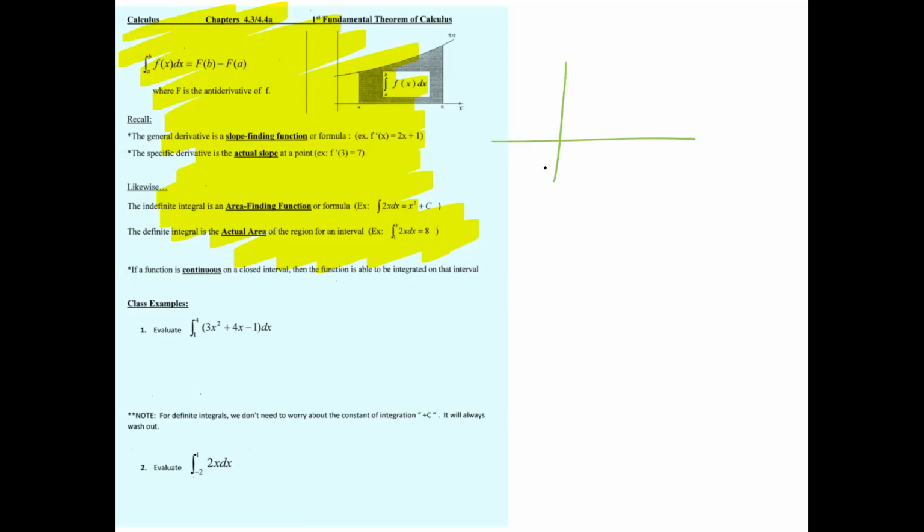So 3x squared plus 4x minus 1. The shape of the graph is going to be indeed a parabola. It's going to be a happy face parabola, looks something like this, because it's a positive 3x squared. And because it's from 1 to 4, you're going to look at 1, 2, 3, 4.